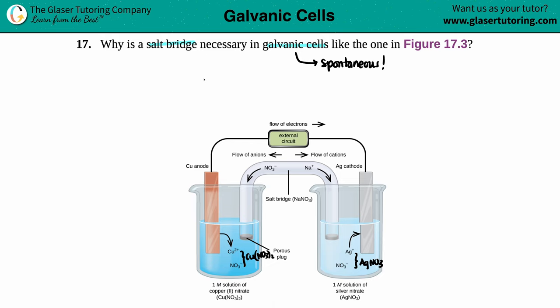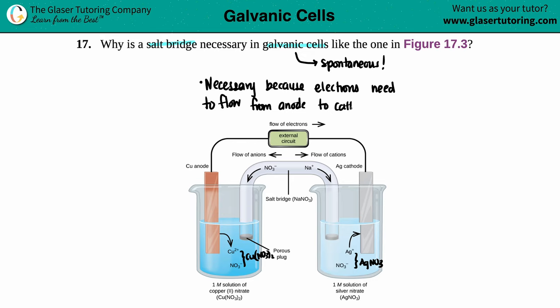Also, the salt bridge is necessary because we need to have that flow of charge. So, necessary because of the flow of charge, so I'll just say electrons need to flow from anode to cathode, and it wouldn't be able to do that unless we had that tubing. Also, this is getting into physics land, but when electrons are starting to flow, you're producing a current, right? And this is going to cause electricity to happen.